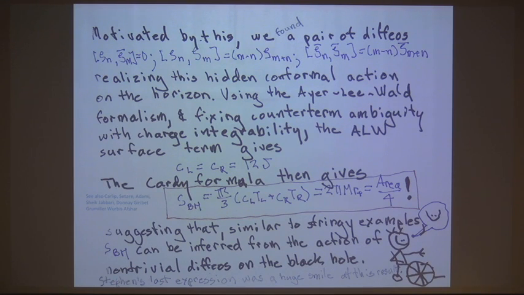So now we have a new perspective on black holes and black hole horizons, in part from our work with Hawking and Perry. And what we found is that, explicit in our draft, there is a completely explicit pair of vector fields which obey two Virasoro algebras and realize this hidden conformal symmetry.